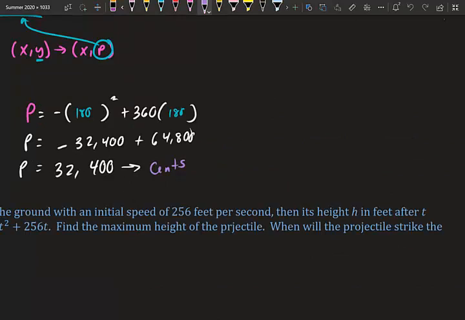Because, like, can you picture 32,400 cents? I can't. That'd be cool. I'd like to see it. Like Scrooge McDuck's bank, but I have no idea what that means to me.